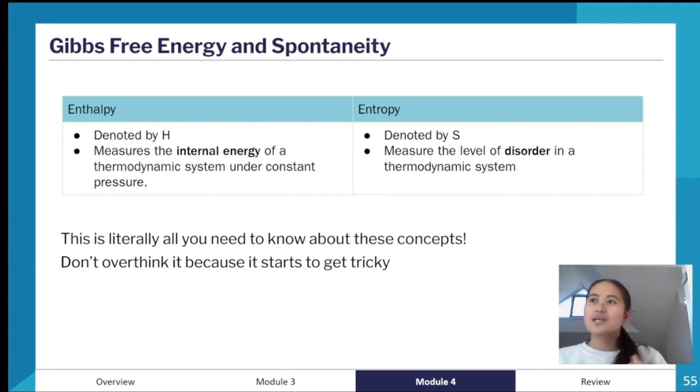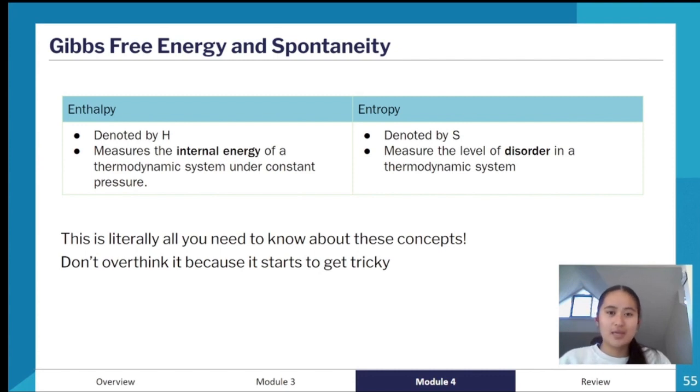So it's a little bit tricky to wrap your head around, but if you overthink it, it just gets confusing. So just know enthalpy, internal energy, entropy, disorder, and that's all you need to know about the concepts. This is uni level chemistry concepts, so don't read too much into it, don't think too hard about it, because you will get confused, because I got confused thinking too much about it. So yeah, just try your best.